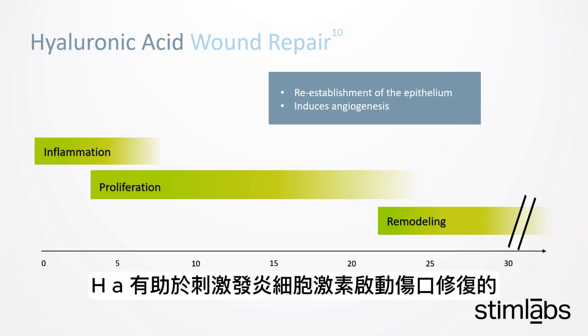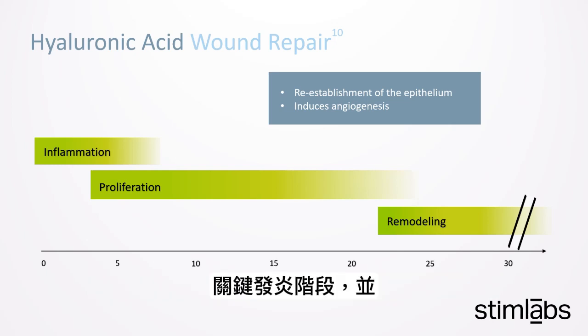weight HA that helps in the creation of new blood vessels. This is a process that we call angiogenesis. It is crucial to returning blood flow to the area for the delivery of oxygen and nutrients to the new tissue.